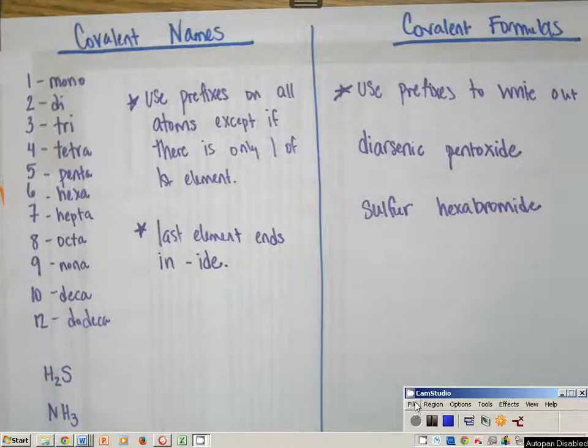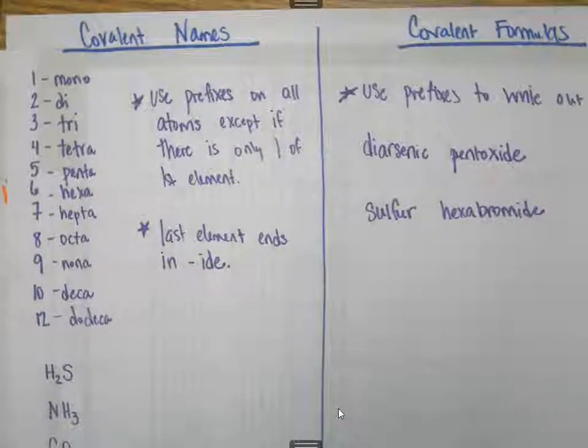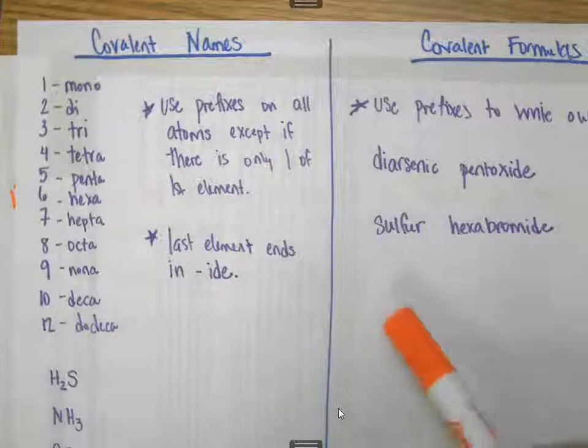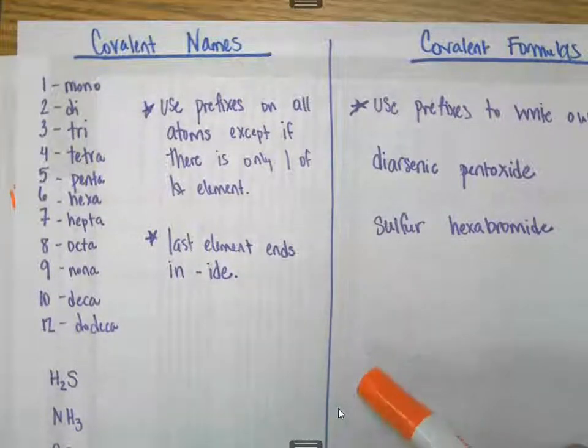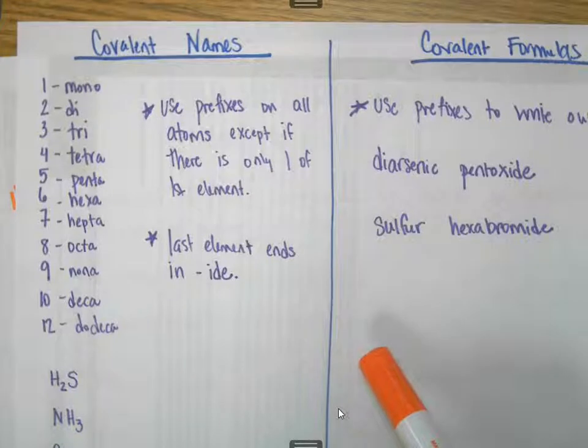Alright, this video is going to explain to you how to write the names and the formulas of covalent compounds. On the left-hand side, I have the information for naming covalent compounds. And it says over there that you're going to use prefixes on every atom in the compound except if there's one of the first element. And you'll see that down here in just a minute with some of my examples.